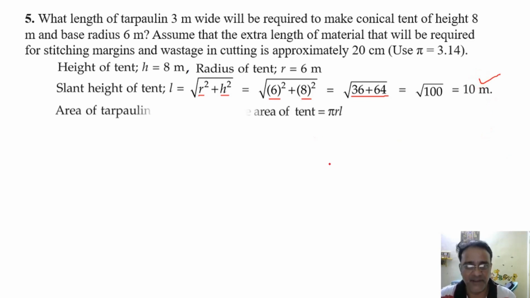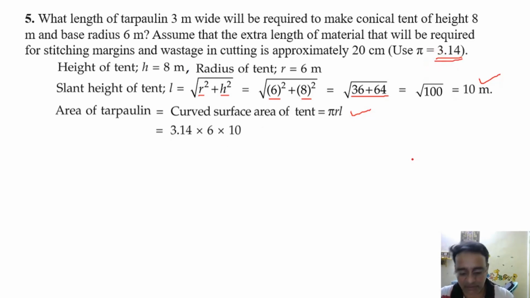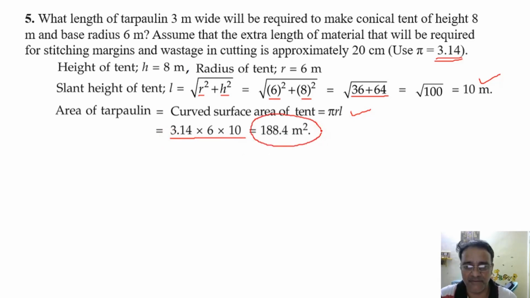Now we'll find the area of tarpaulin, that is the curved surface area. Just now I told you, that is equal to pi r L. So now we'll substitute all the values. Here the value of pi is given. We can't take 22 by 7. If we take 22 by 7 then it will be wrong and marks will be cut. So 3.14 into 6 into 10, so 188.4 meter square. This is the area of tarpaulin.